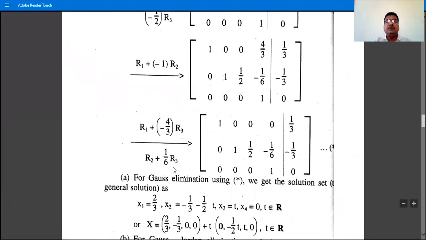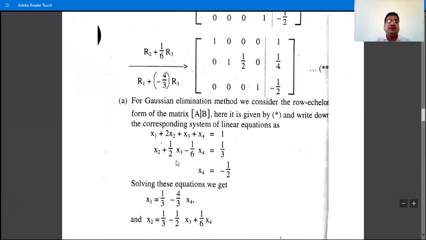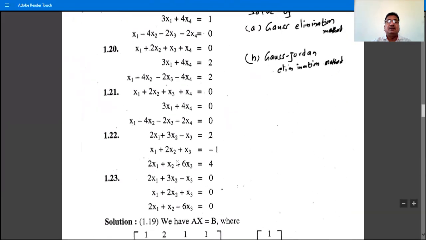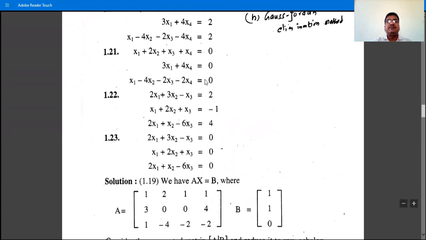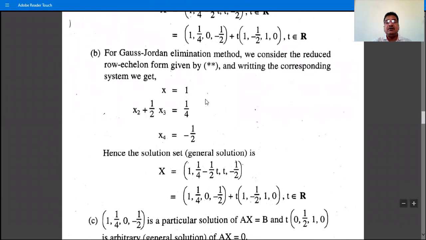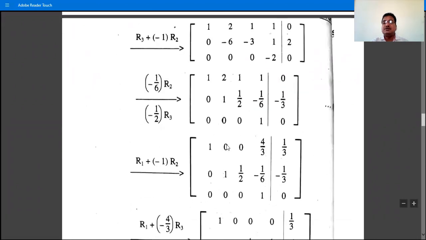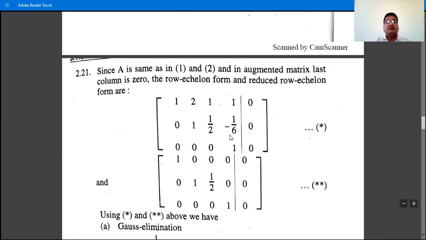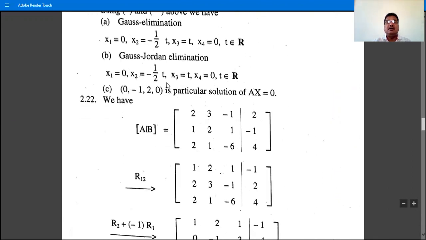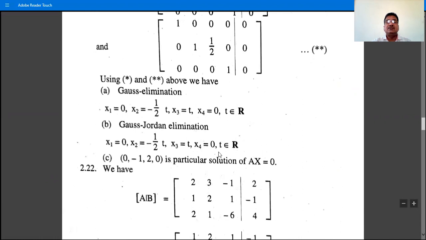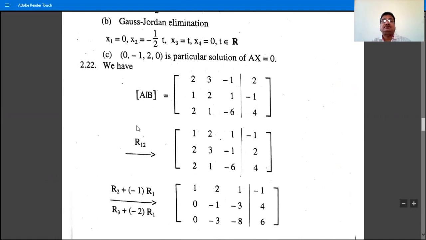If you observe example 1.21, it is a homogeneous system. All the constants are 0, so it is always consistent, but the system has either a unique solution or infinitely many solutions in the case of a homogeneous system. So the answer of 1.21 is this: the system has infinitely many solutions, with trivial as well as non-trivial solutions.